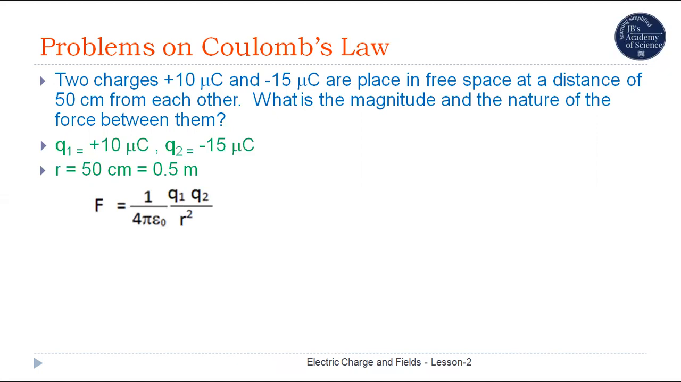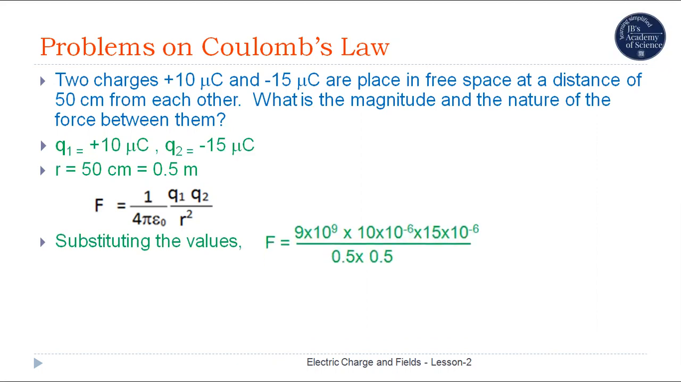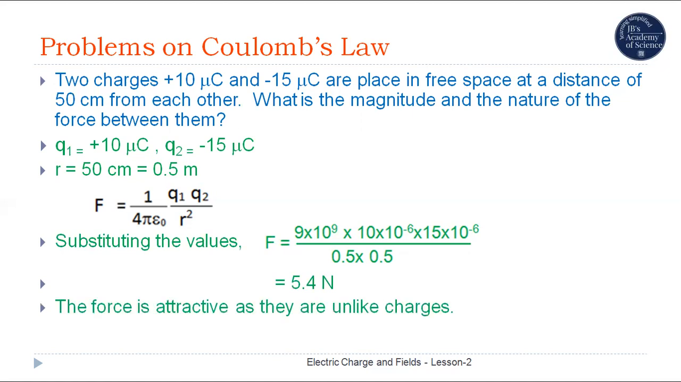By Coulomb's law, F is equal to 1 by 4 pi epsilon 0 Q1 Q2 divided by R square. Substituting the values, F is equal to 9 into 10 to the power of 9, that is 1 by 4 pi epsilon 0, into 10 into 10 to the power of minus 6 into 15 into 10 to the power of minus 6 divided by 0.5 square, which is equal to 5.4 Newton. The nature of the force is attractive as the charges are unlike charges.